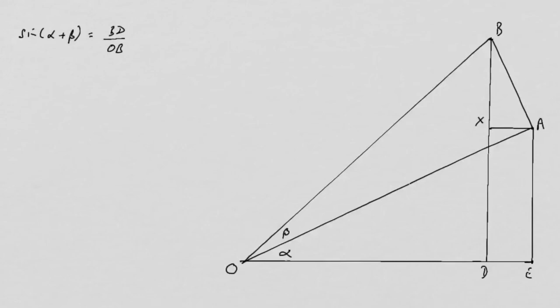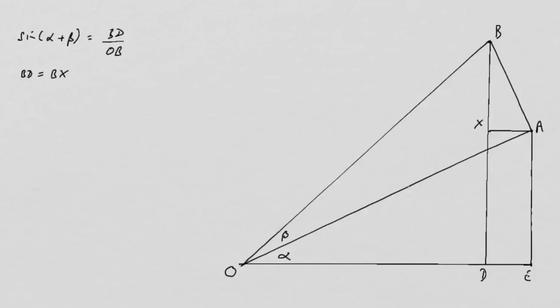Now we can also see that BD is equal to BX plus XD. Now if we look at these angles and chase them round a bit, XA is parallel to OE or DE, and so we have a Z angle which gives us an alpha here. That also means that the angle at A here is 90 minus alpha, and therefore this angle here is alpha.